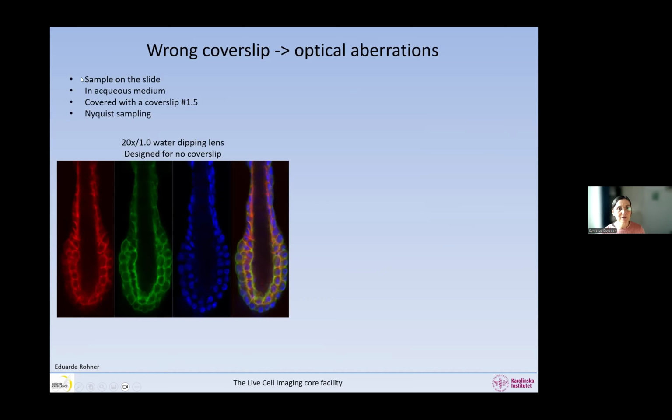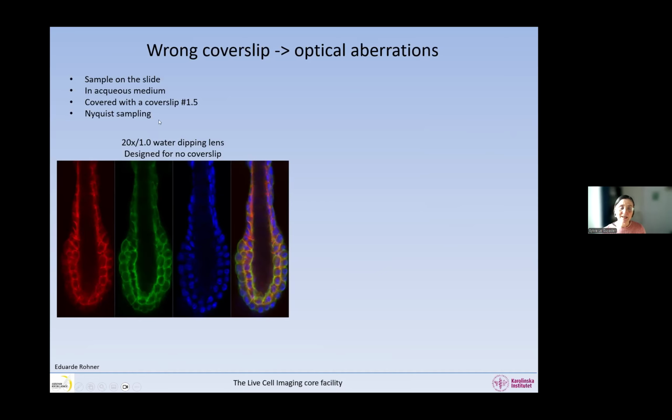So here is again, you will see it only when you look side by side. Here I have a sample on the slide, and then afterwards we put an aqueous medium, and then we cover with a cover slip number 1.5, and we image through the cover slip. So the mounting medium is between the cover slip and the sample, and we are imaging an aqueous sample. We will see this next week. So we did our best, let's say, but the sample is not prepared very well, because it's not on the cover slip.